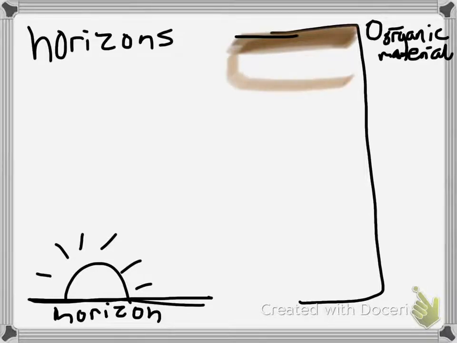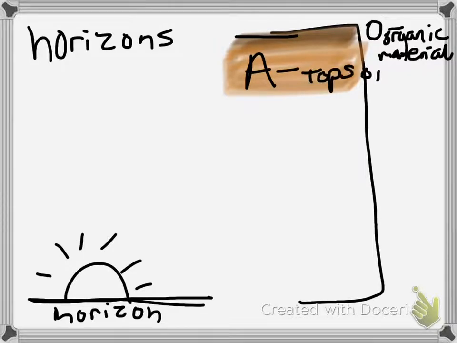Underneath that, we have the A horizon. And the A horizon is called topsoil. So it's really nutrient rich because all the nutrients here in your organic material are going to be seeping down into your topsoil. So it's going to be full of nutrients. This is where you're going to be seeing the plant's roots growing. You want good, healthy topsoil.